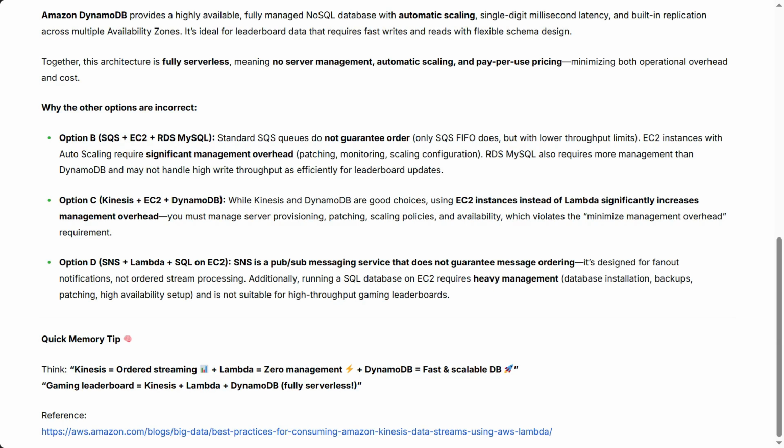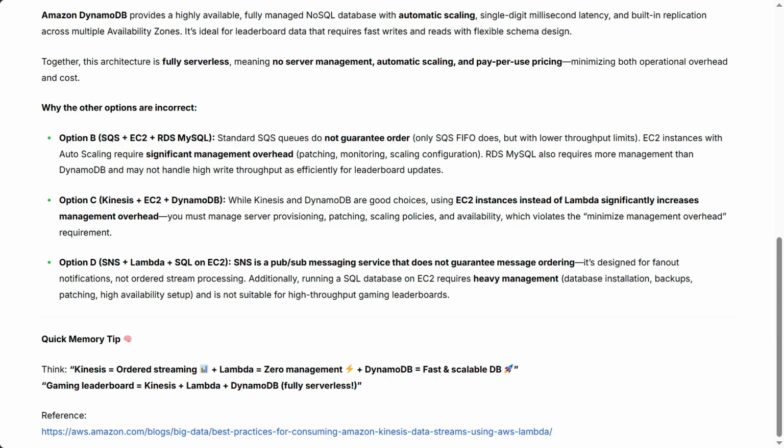Option D, SNS plus Lambda SQL on EC2. SNS is a pub/sub messaging service that does not guarantee message ordering. It's designed for fan-out notifications, not ordered stream processing. Additionally, running a SQL database on EC2 requires heavy management: database installation, backups, high availability setup, and is not suitable for high-throughput gaming leaderboards.